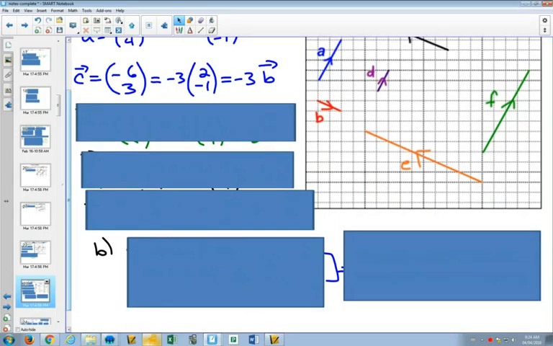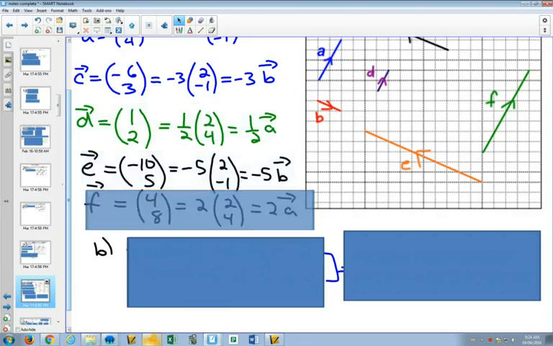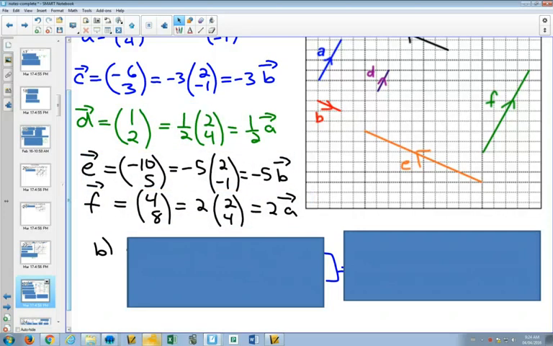You can check how you did. So for vector D, noticing that it's half of vector A.